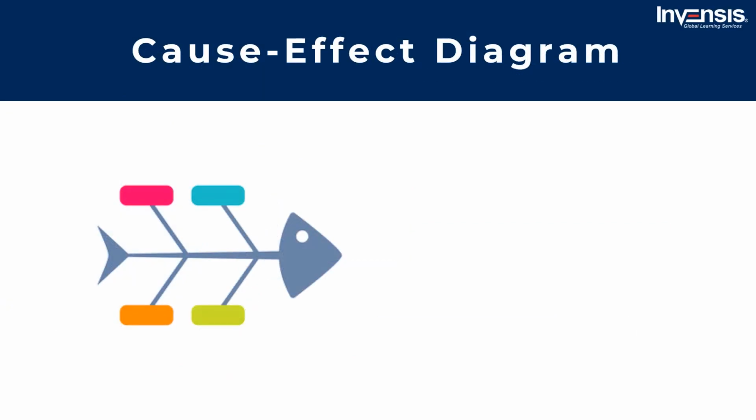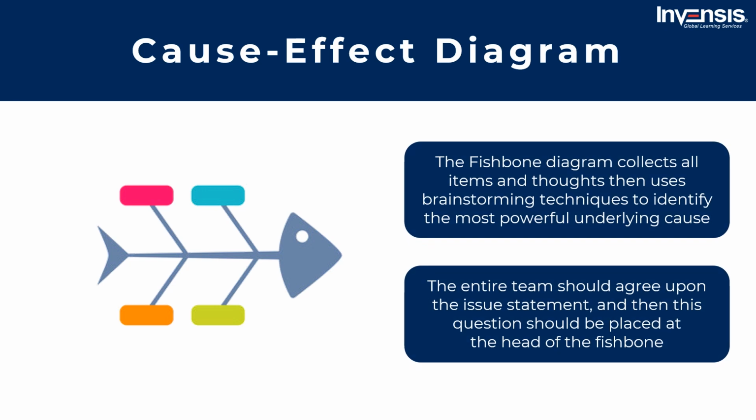The third is the cause-effect diagram. Because the form resembles the top view of a fish skeleton, this cause-effect diagram is known as a fishbone diagram. During problem solving, each team member has a different perspective on the root cause of the problem or question. The fishbone diagram collects all items and thoughts, then uses brainstorming techniques to identify the most powerful underlying cause for that problem. So for this, you will hear a variety of explanations for an issue. To begin, present your inquiry as a question, followed by the question why. This will help with brainstorming because each issue should have a solution.